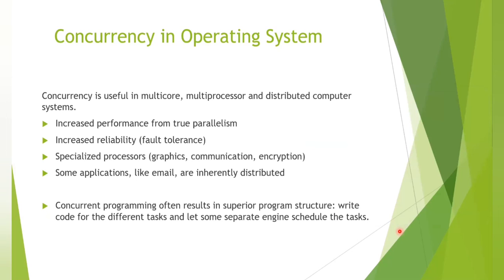So let's look at the advantages of concurrency. Increased performance from true parallelism, it is better than that. Increased reliability, which means fault tolerance. Specialized processors like graphics, communication, and encryption. Then some applications like email are inherently distributed. Concurrent programming often results in superior program structure. So we have to write the code for different tasks and let some separate engine schedule the tasks.